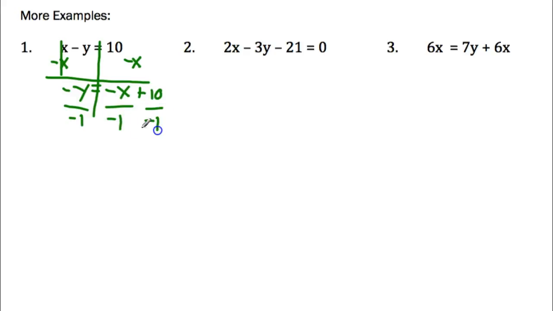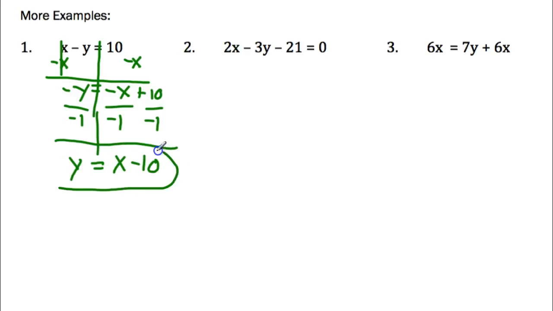Divide by negative 1. And now, I'll draw my line. Negative y divided by negative 1 is a positive y. Negative x divided by negative 1, that's x. And 10 divided by negative 1 will be minus 10. So there you go. All done. We solved for y.